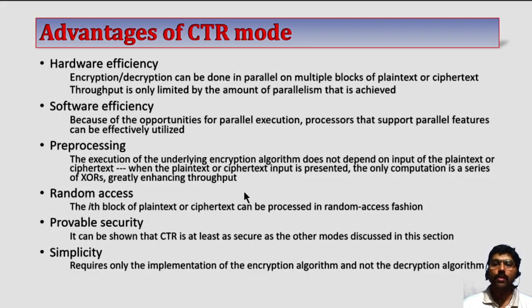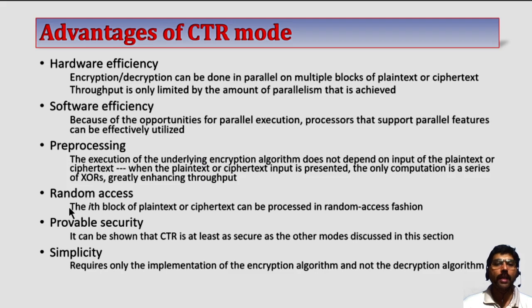you can pre-process the encryption as well as the decryption process. Whenever you get the plain text or the ciphertext, the output of this encryption will be XORed to get the output. So pre-processing is available in this CTR mode. Your system has already processed the encryption technique. Whatever plain text or ciphertext you get, you just XOR with the output of the encryption. It will increase our throughput.